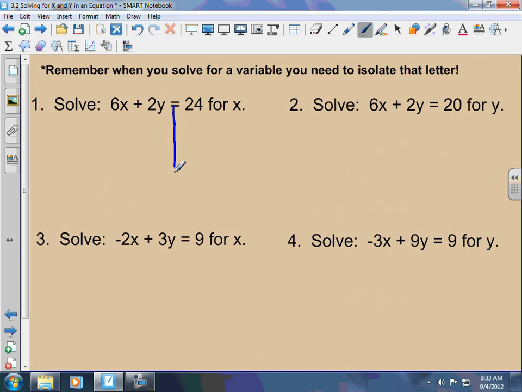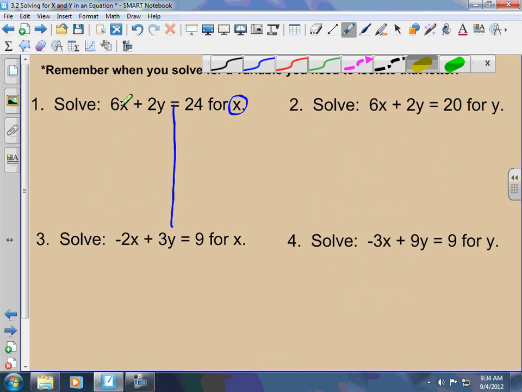Okay, today we're talking about solving for one letter when you have more than one letter. So see here I have an x and a y. We're going to solve for the x. We're not going to solve for the y. Remember, solving for a variable means you get the variable by itself. So this means I need to get the x by itself. So I'm just going to move everything away from the x and then divide by the number next to the x.